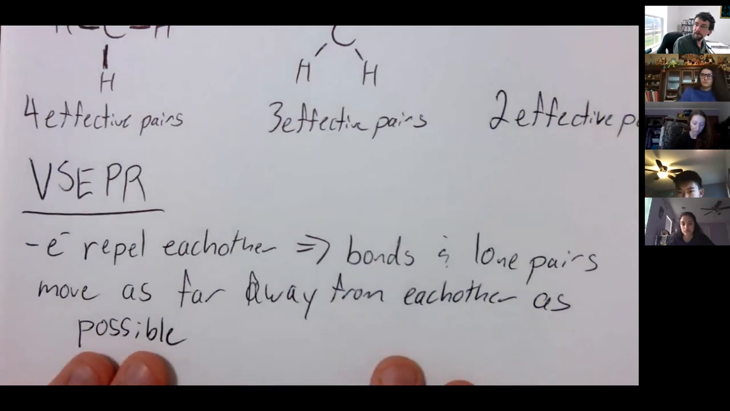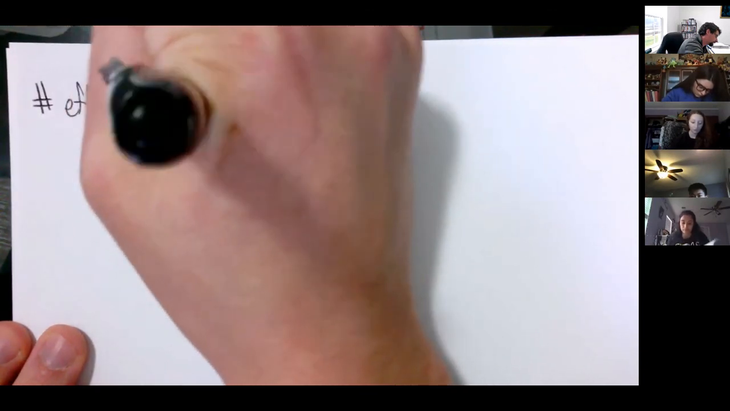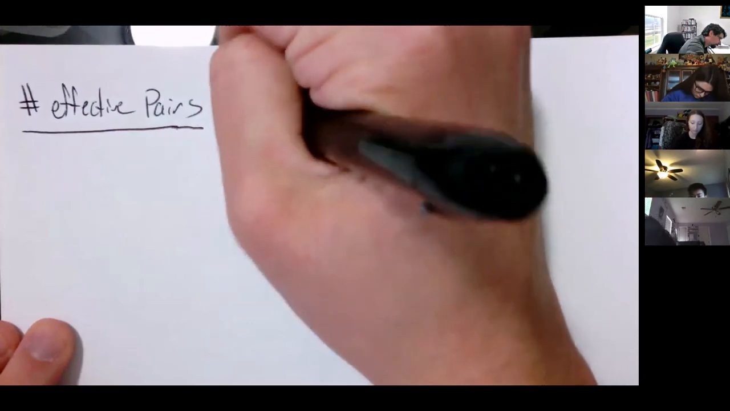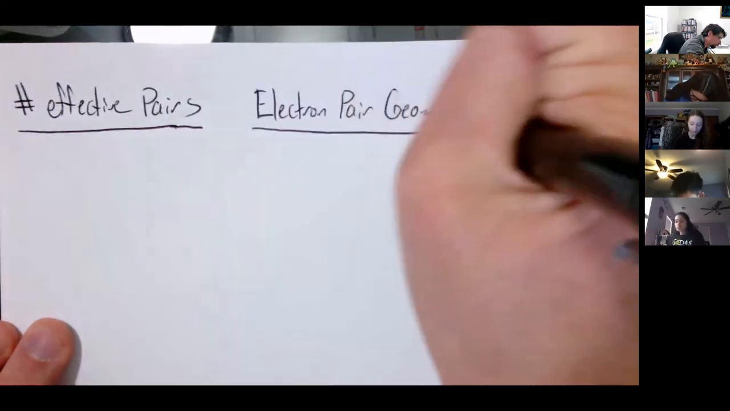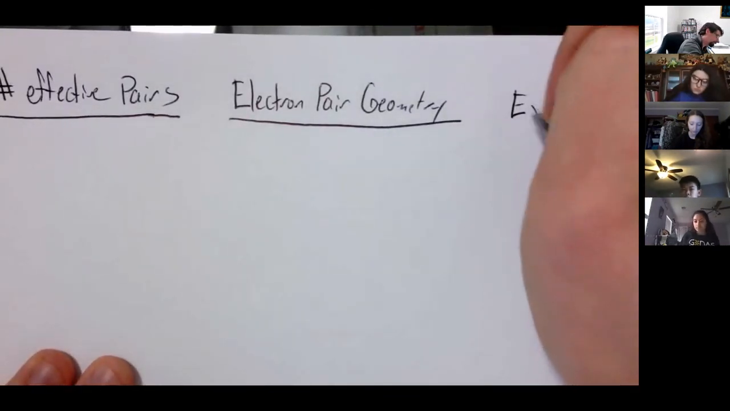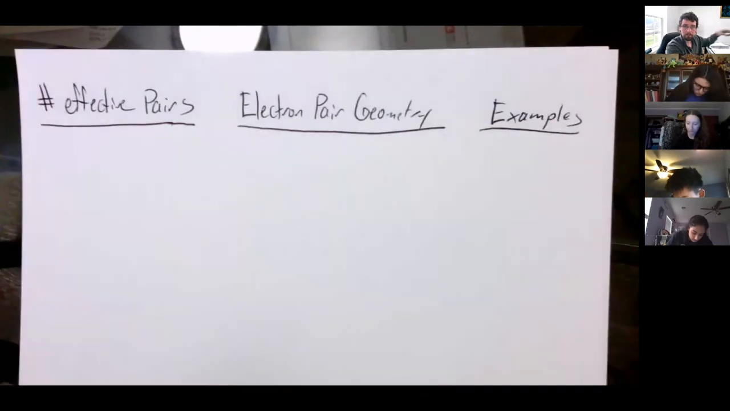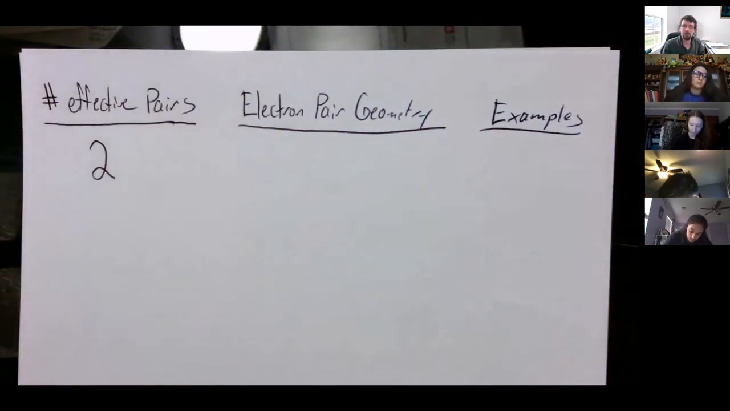Am I okay to move this? Okay. So now there's a very similar table in your book. We're going to keep track of the number of effective pairs. We're going to keep track of something called the electron pair geometry. And then we're going to have some examples. We're going to keep track of 2, 3, 4, and 5 different pairs. So we're going to have 2 effective pairs.